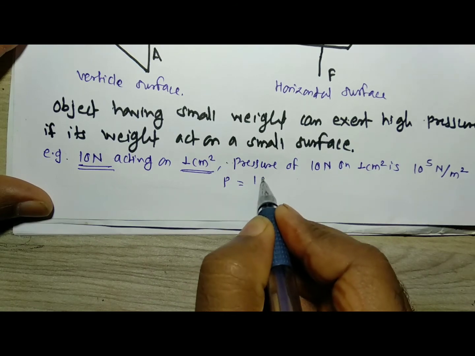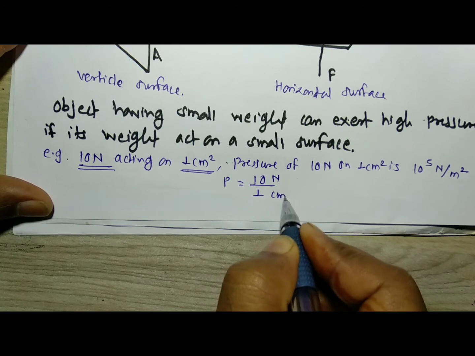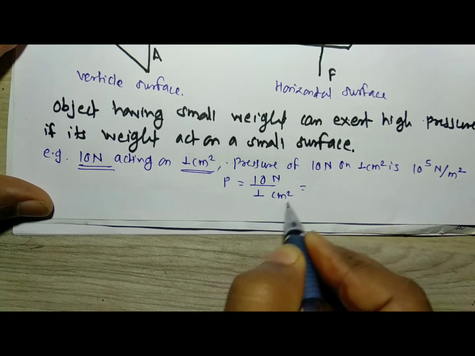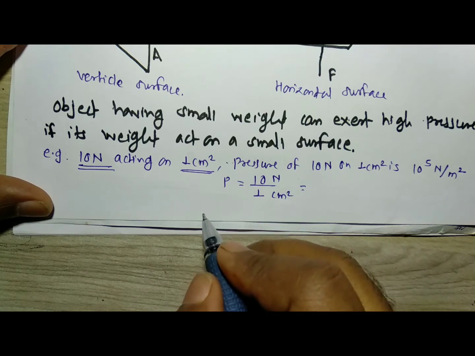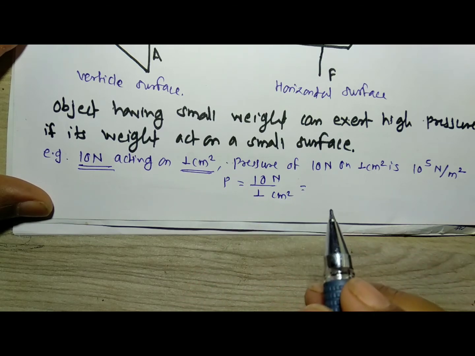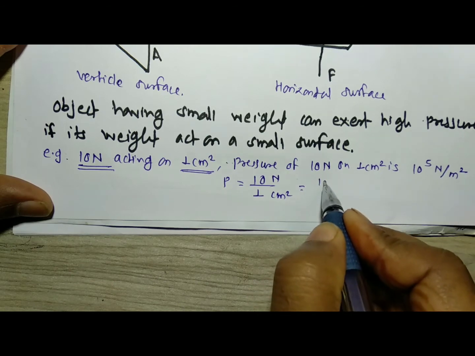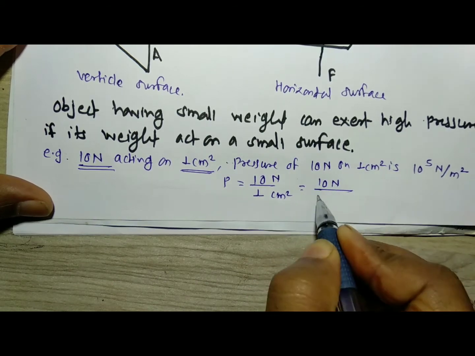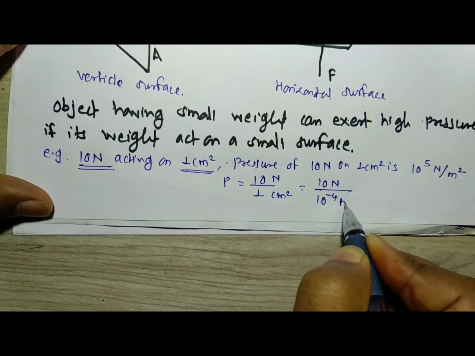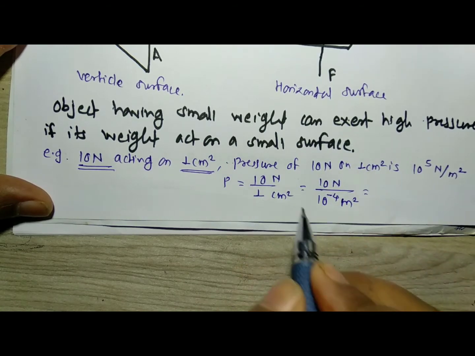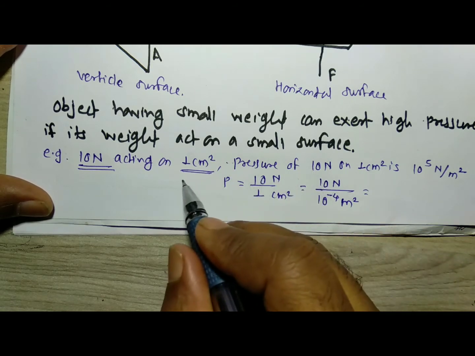That means 10 Newton divided by 1 centimeter square. First of all, we have to convert centimeter square into meter square. We know that a centimeter is converted into meter as 10 raised to minus 2, and squared. Therefore we get 10 Newton divided by 10 raised to minus 4 meter square. Once again I am repeating, centimeter is converted into meter.